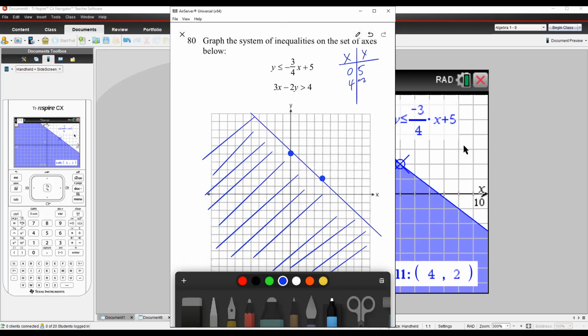So I've done this first one. And also notice that this has an equal sign, so that's why this is a closed line. Now I'm going to do the second one.